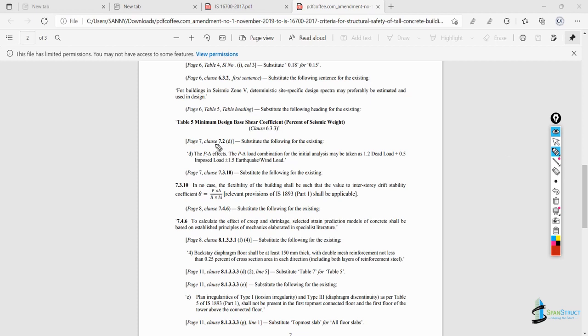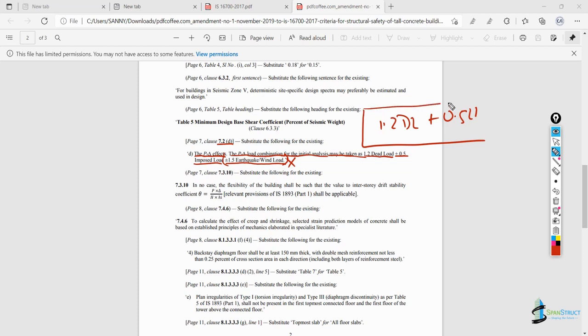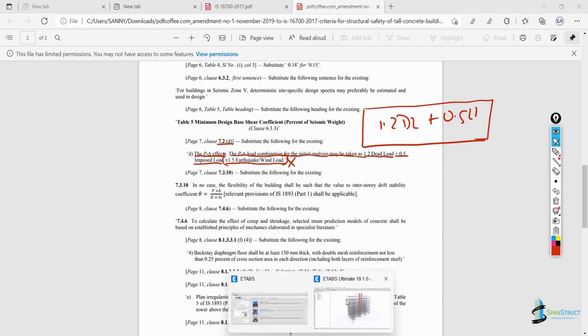when you come to clause number 7.2d here, you will find a line that the P delta effect, the P delta load combination for the initial analysis may be taken as 1.2 dead load plus 0.5 imposed load. You will also find that there is a lateral load also. I already told you that in the definition of the P delta, you have to ignore the lateral load. So this lateral load will get cancelled. So the load combination will be left with 1.2 dead load plus 0.5 live load only. This load combination you are going to use for the definition of the P delta in the required input data. So let us apply this load combination in our P delta option here.